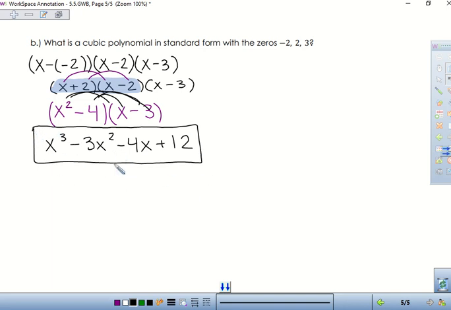Now if you wanted to check your work, you could factor this by grouping and make sure you get these zeros. If you want, you can try it out.